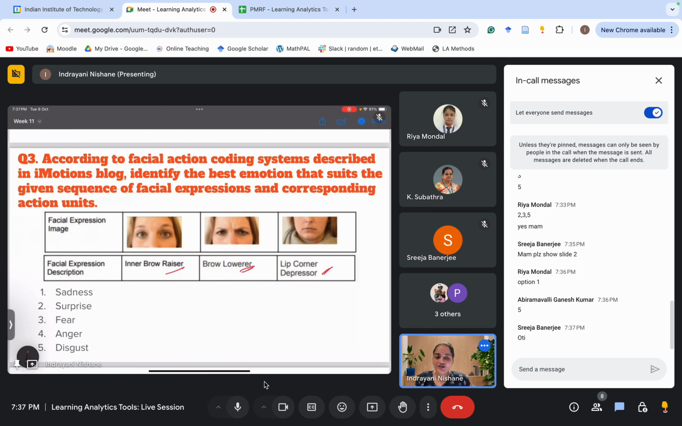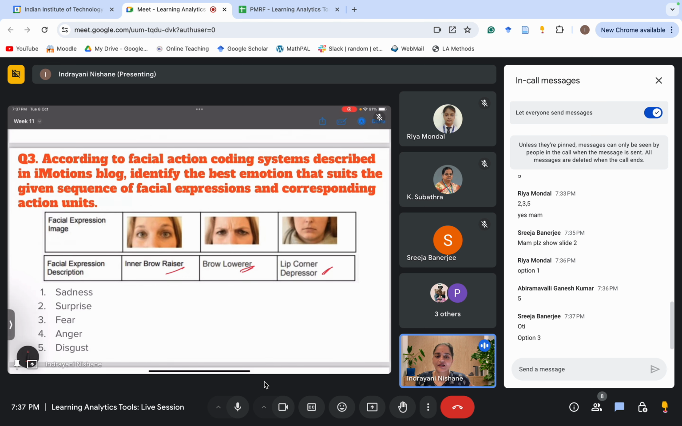The lips are not smiling, they are not apart, they are pressed together, something like this. So what would be the most plausible emotion which can be deduced using these facial action units? I'm getting varied answers here: option 1, option 5, option 3, and option 1.